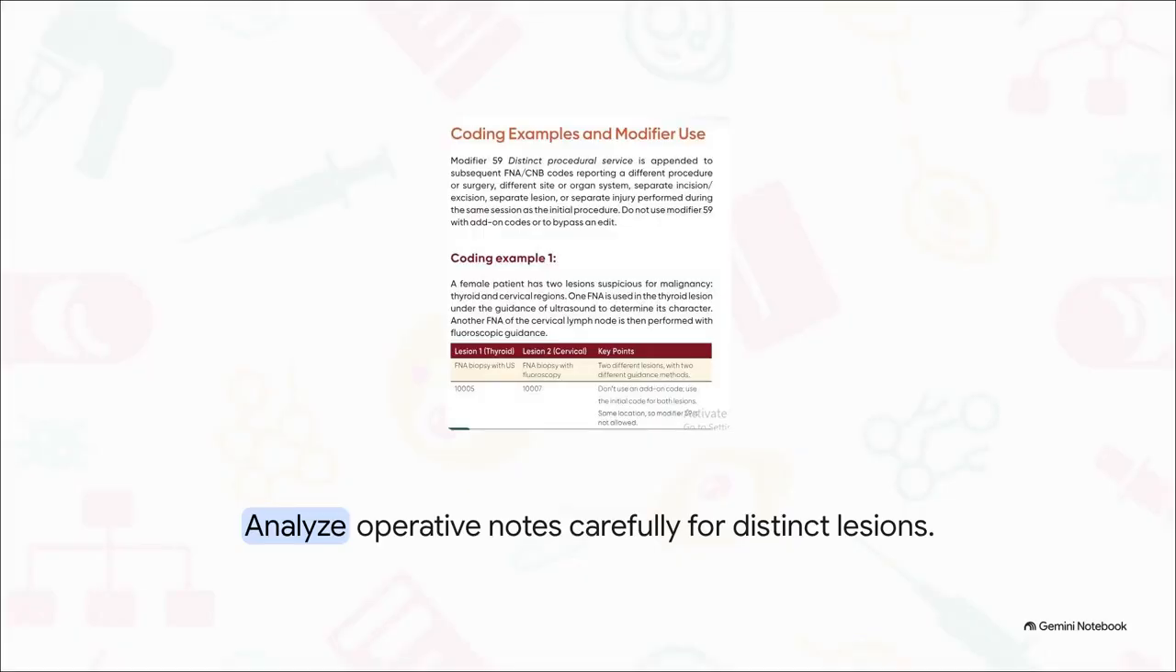These coding examples perfectly map onto the real-world clinical reports you're going to be staring at every single day. When you're scanning a physician's operative note, you're basically acting as a detective. You're hunting for 2 massive clues. Number 1, how many distinct lesions were sampled? And number 2, did the imaging guidance modality change between those lesions, or did it stay exactly the same? Your entire code selection hinges on answering those 2 questions.